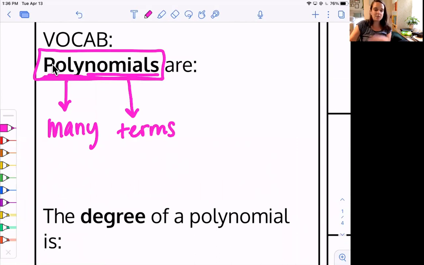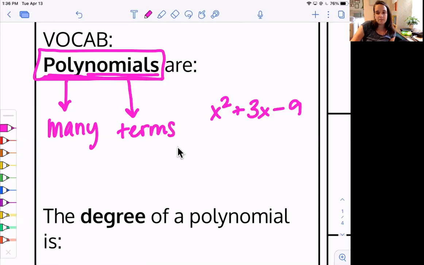It just means we're going to take some terms and put them together. And terms can be things like x squared or 3x or 9. All of those things are terms. That's 3 different terms. And polynomials are when we add or subtract them together. So you've been dealing with polynomials already. So polynomials are many terms.